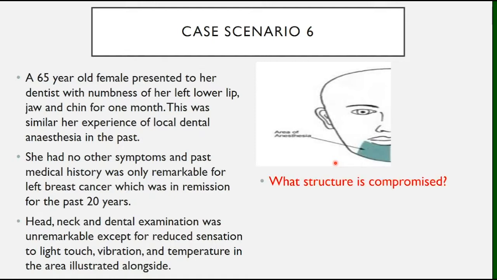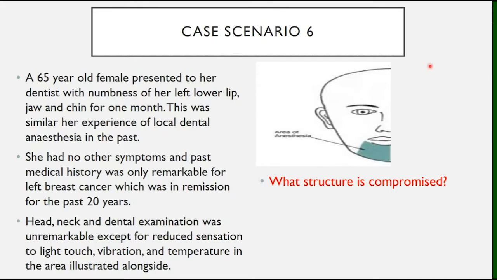These are common presentations you will see. Most patients, by the time they have seen a dentist, have 1 or 2 teeth out. So what is the structure compromised? V3, the mandibular branch of the trigeminal. We're talking about the specific branch of V3. I think it's the alveolar. So it's the inferior alveolar nerve, which now becomes the mental nerve. So this is the mental nerve.